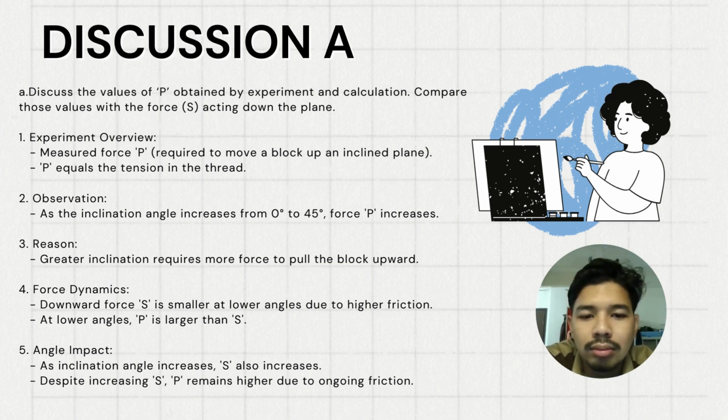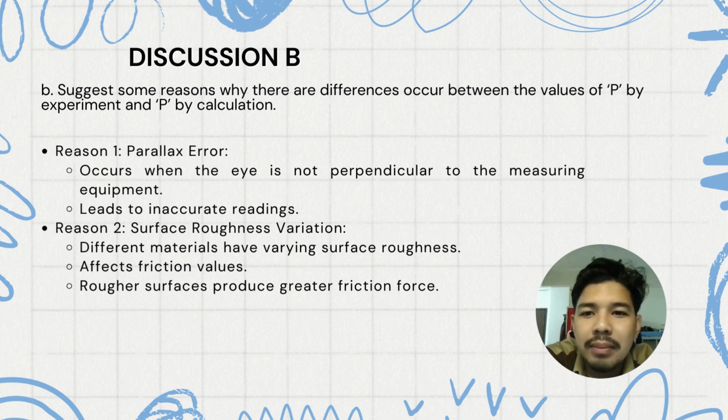Thank you. For discussion B, the question asks to suggest some reasons why differences occur between the values of P by experiment and P by calculation. I list two reasons. The first reason why there is a difference between calculation and experiment.